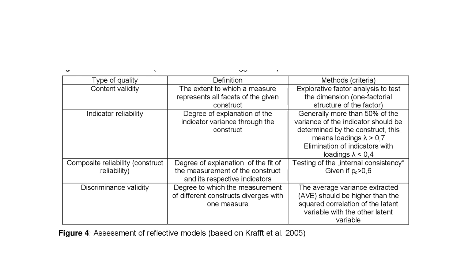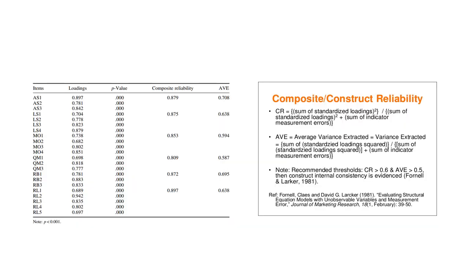Basically, the average variance extracted should be higher. AVE is a new concept for you. Through it you measure the divergence of one measure from another: the degree to which the measurements, meaning questions of different variables, diverge from one measure. So this you do through AVE.